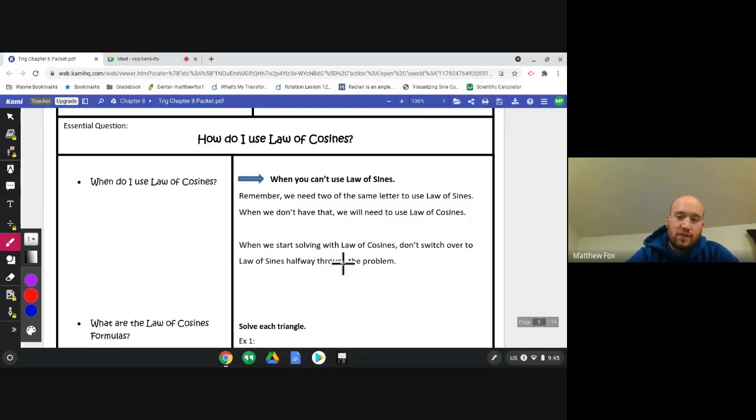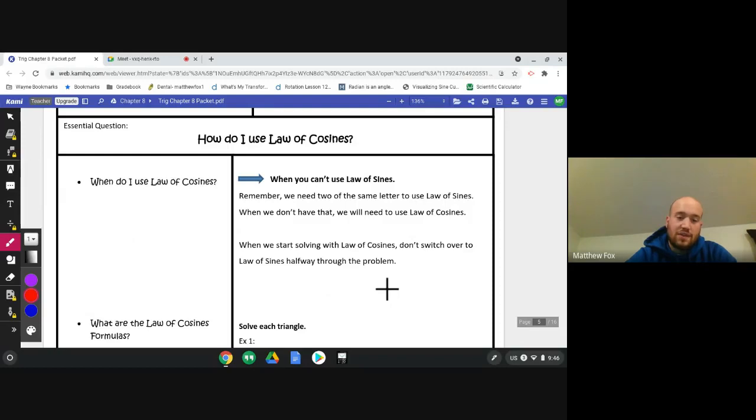It says, when we start solving with law of cosines, don't switch over to law of sines halfway through the problem. I know it's tempting because once you get a little more information figured out, it seems like you could use law of sines. However, there's something called ambiguous cases. We're not going to talk about those this week. I'll touch on that a little bit next week.